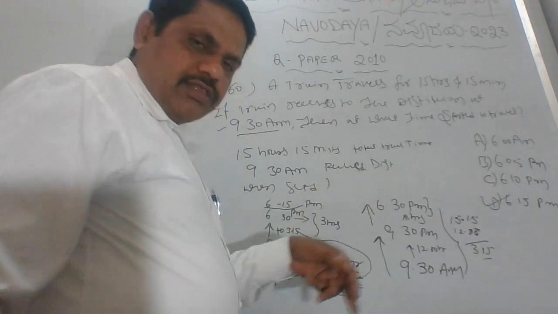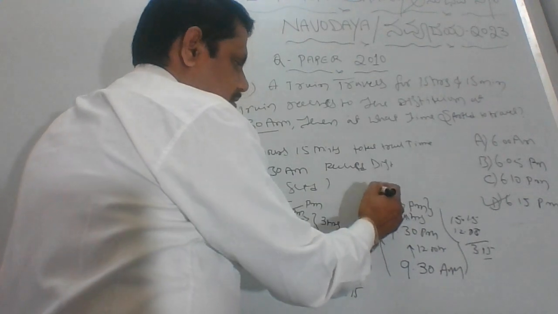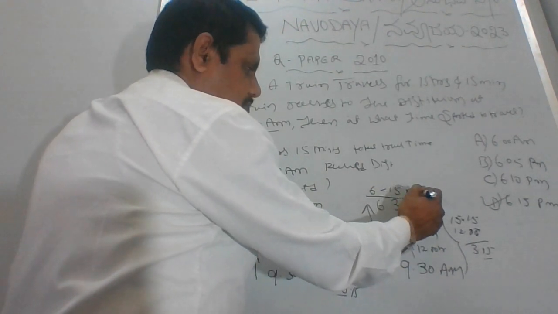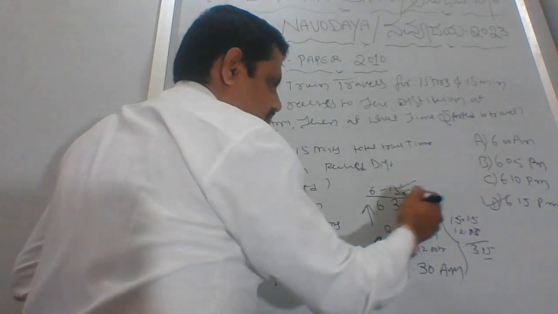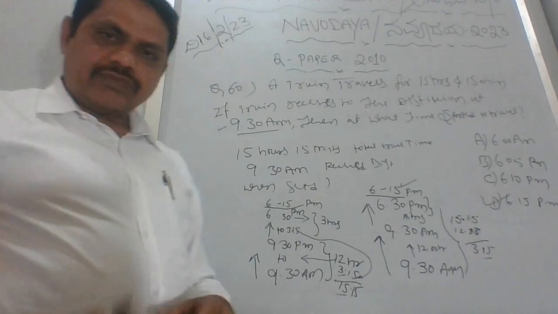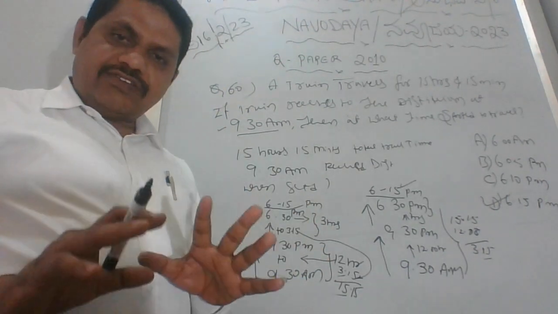Then I'll go back with this. In 30 I'll subtract 15. Then I'll keep the 6 as it is. Here PM, again PM. That means 6:15 is the answer. Clear? So this is how you have to understand and make it.